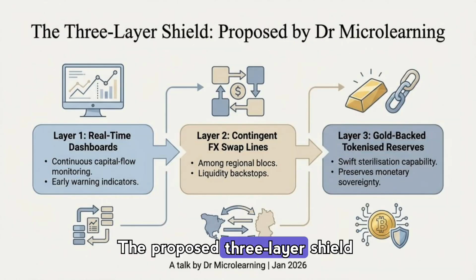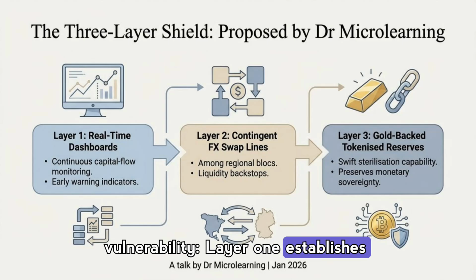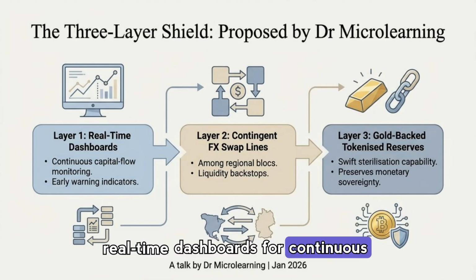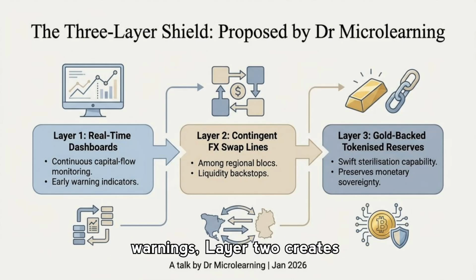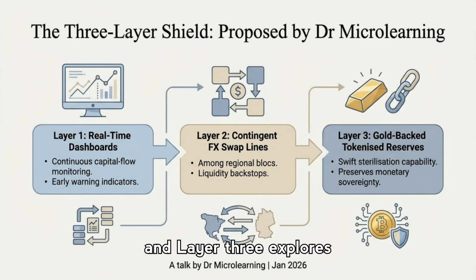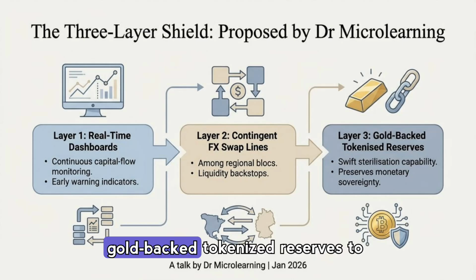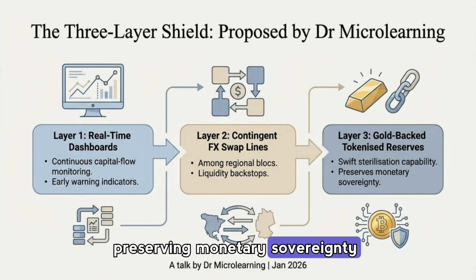The proposed 3-layer shield stacks defenses to reduce systemic vulnerability. Layer 1 establishes real-time dashboards for continuous capital flow monitoring and early warnings. Layer 2 creates contingent FX swap lines among regional blocks as liquidity backstops. And Layer 3 explores gold-backed tokenized reserves to enable swift sterilization while preserving monetary sovereignty and credibility across regimes.